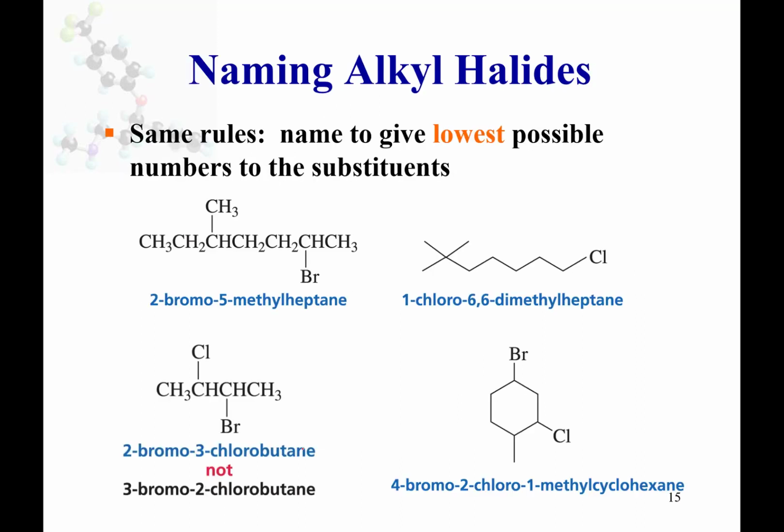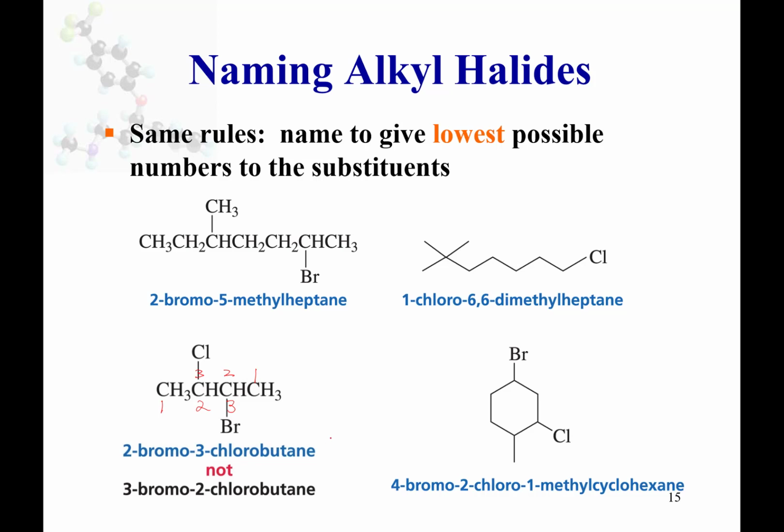Now here are some examples of slightly more complex haloalkanes, and you can see that there are other substituents other than the halogens as well. But basically the same rules apply. You find the longest carbon chain, and then you give to the substituents the lowest set of numbers possible. In this particular example, whether you name from the left or the right, you'll see that you end up with 2, 3 as the substituents.